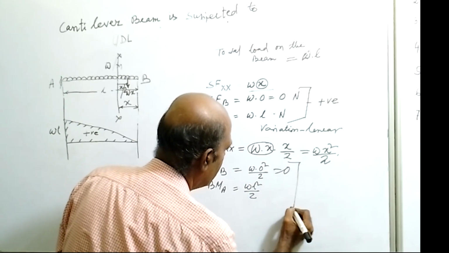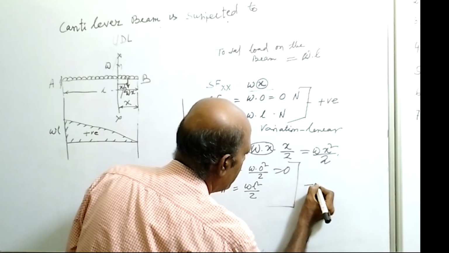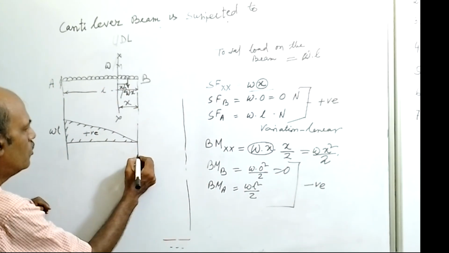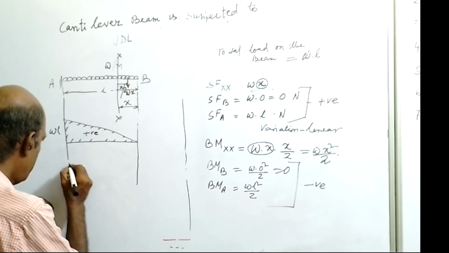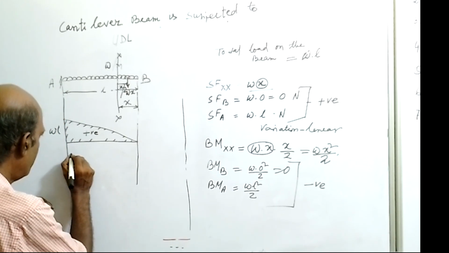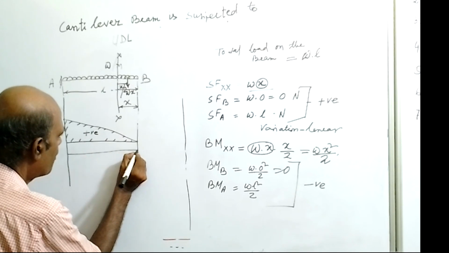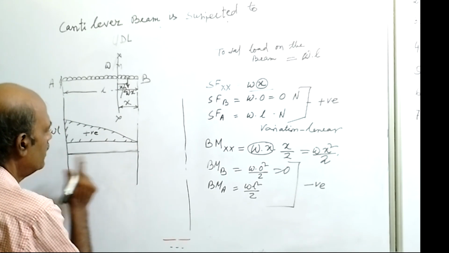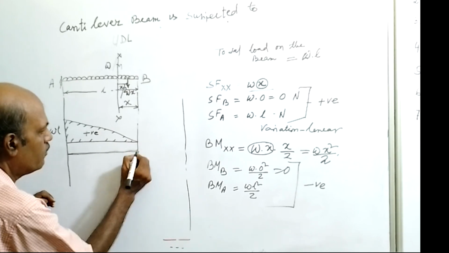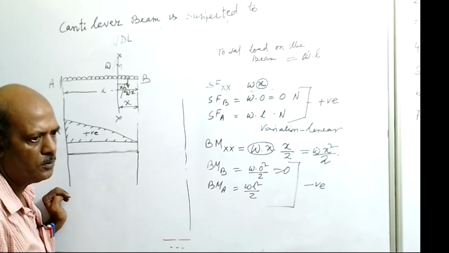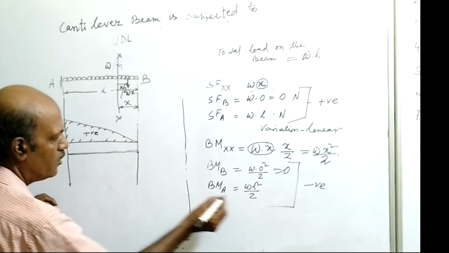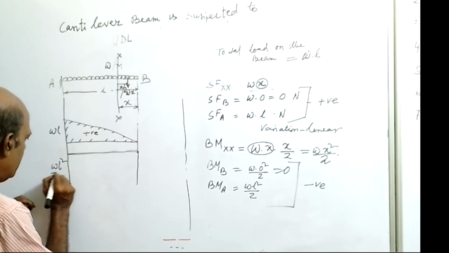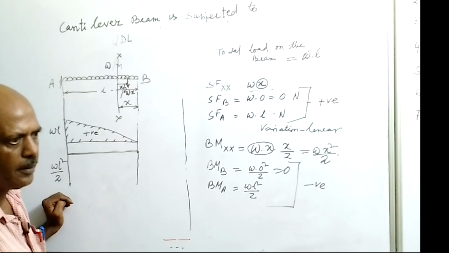For bending moment, the moments will be negative. So with this information, we will draw the bending moment diagram. For drawing the bending moment diagram, first draw a baseline. So this is the baseline. At this point bending moment is 0. At this point bending moment is wL square by 2. So we are writing here wL square by 2.